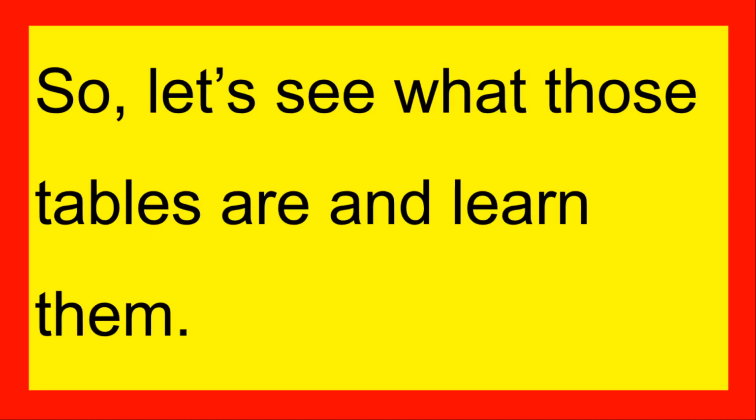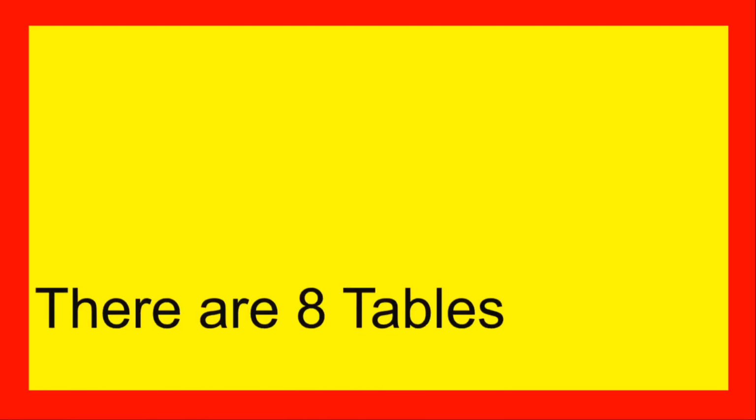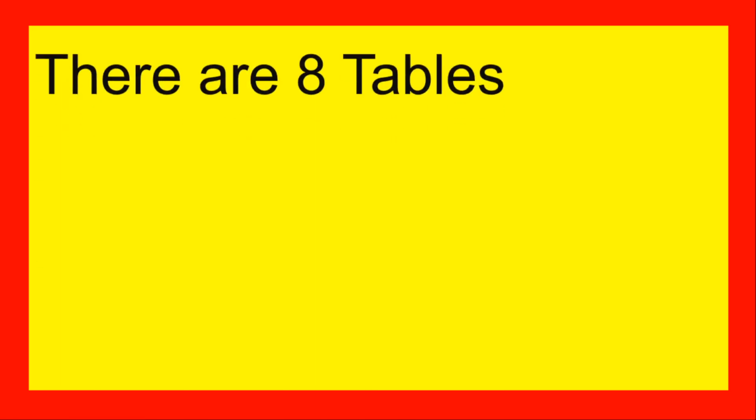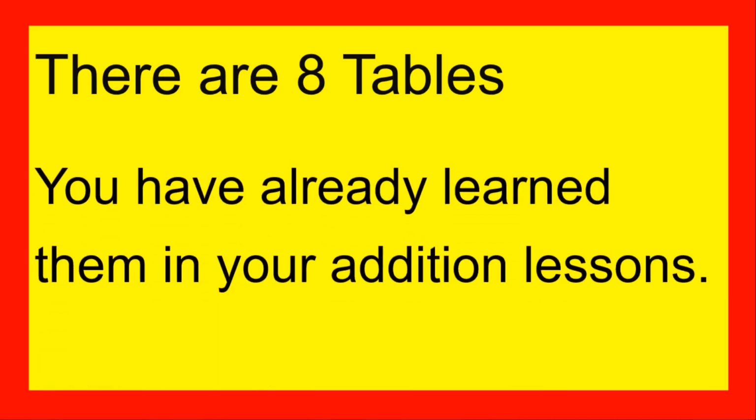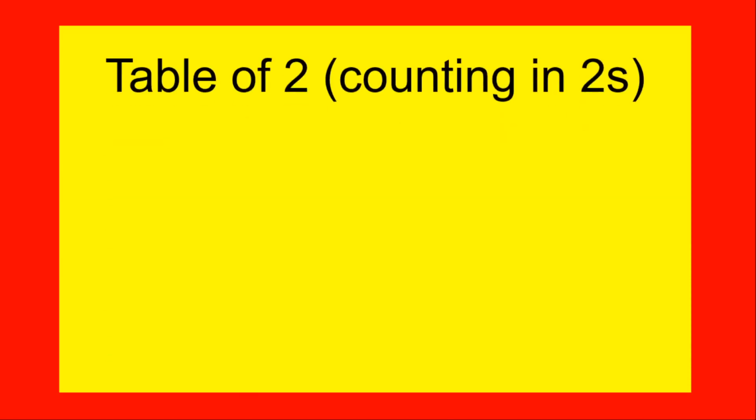So let's see what those tables are and learn them one by one. As I said, there are 8 digits we want to focus on. They are 8 harder ones. They are hard to learn, so we will create them into 8 tables, 8 multiplication tables. You have already learned them in your addition lessons in counting on 2's to 9's. The first one of those 8 tables is the table of 2, which we called counting in 2s in addition lessons.